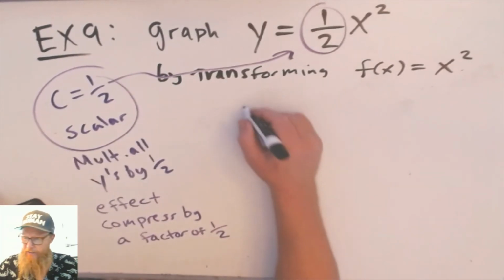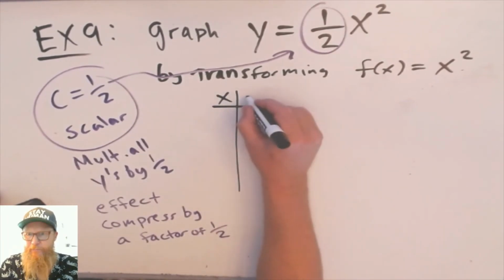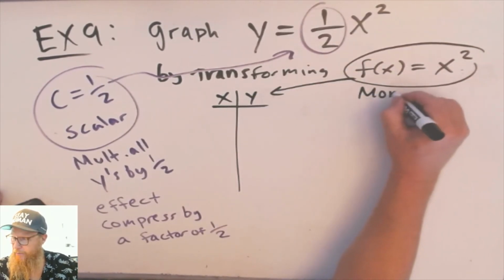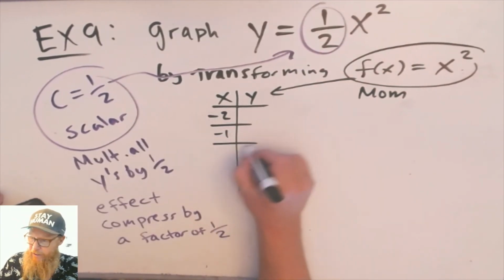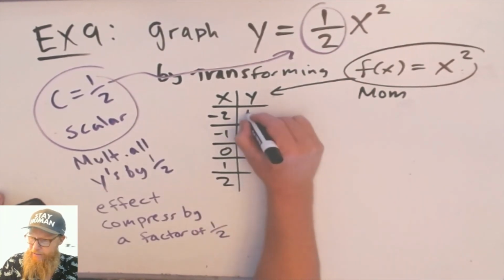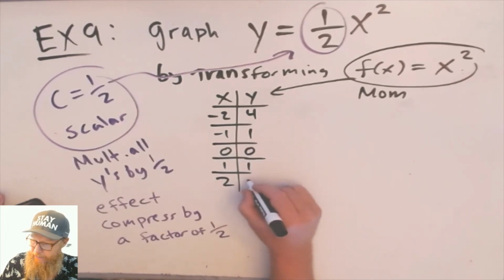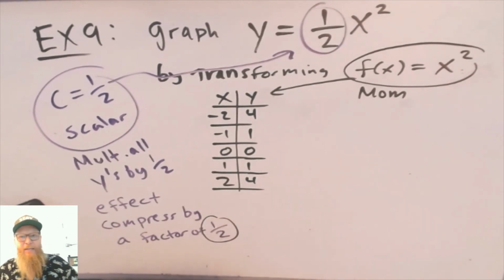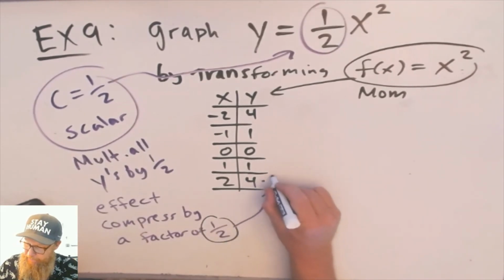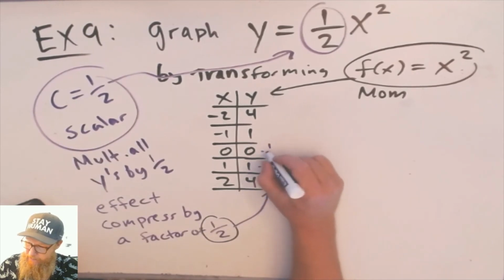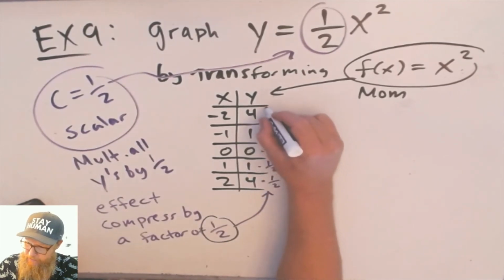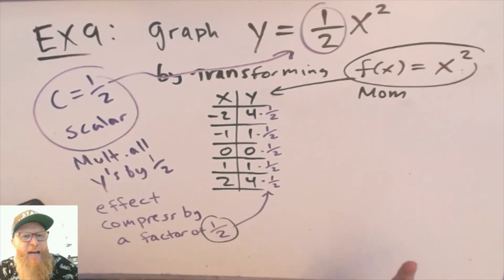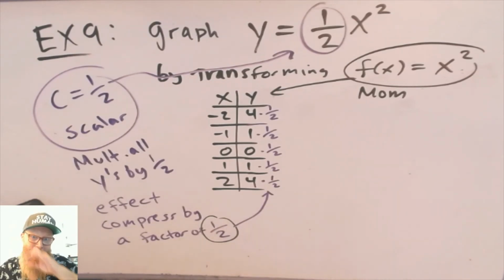All right. Let's start with our mother table. This is your mother table. It's the same one we started this video with. You probably have it memorized by now. And you're going to multiply all of the y's by a factor of 1/2. Or if you prefer, you can just divide by 2. That's the same thing as multiplying by 1/2.